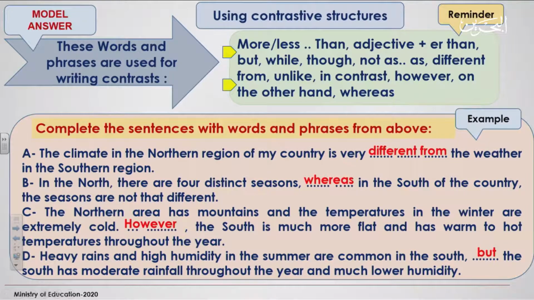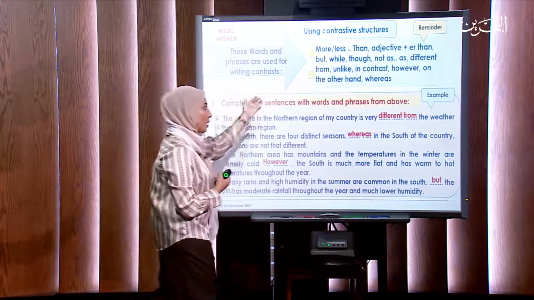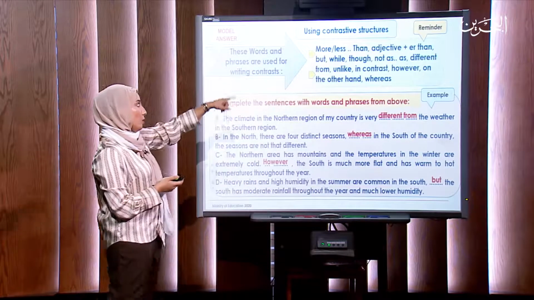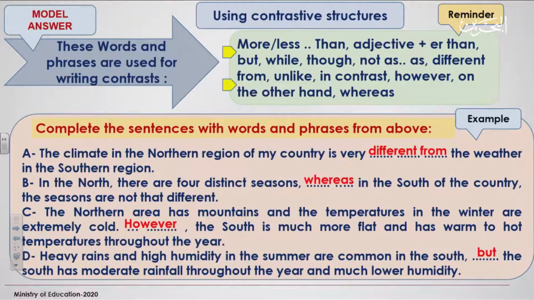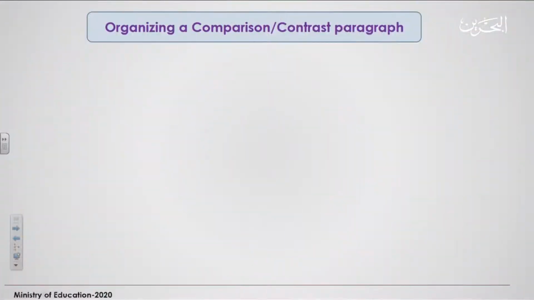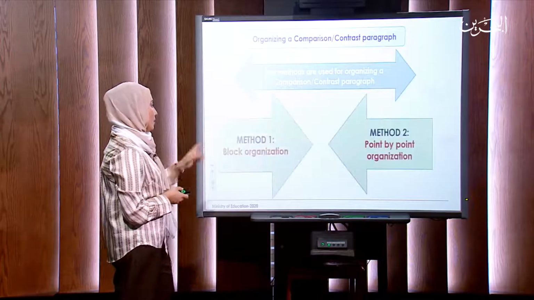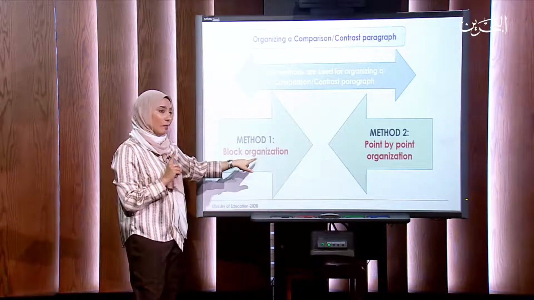So here, the differences. We were mentioning something and then the other is the opposite. So we used the above phrases. Now, if we're going to write a paragraph comparing and contrasting, how do we do it? There are 2 types. There is something called blocked organization, method 1, and there is point-to-point organization.